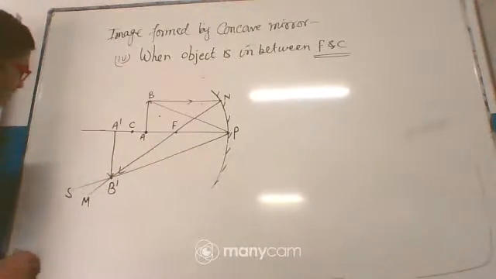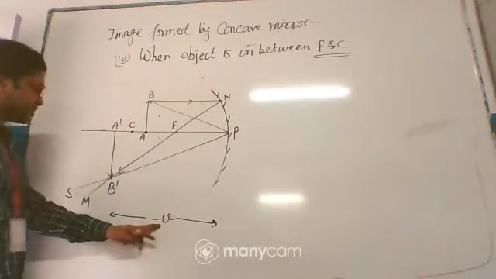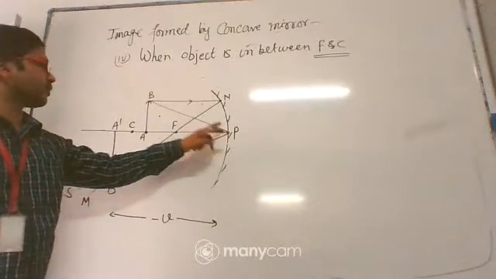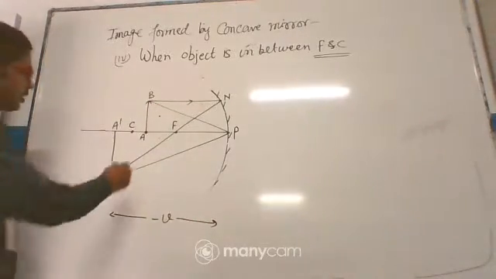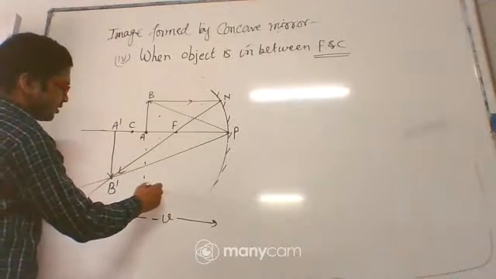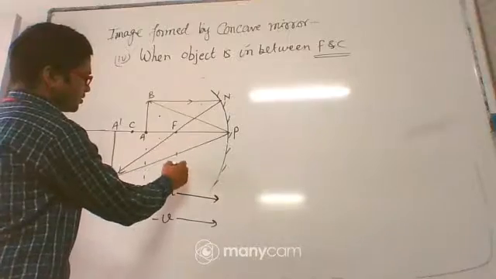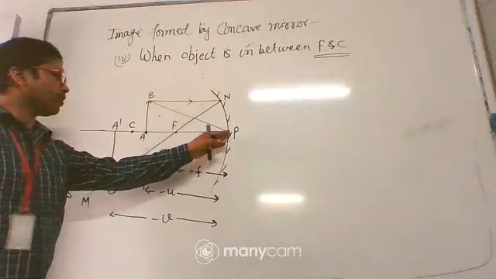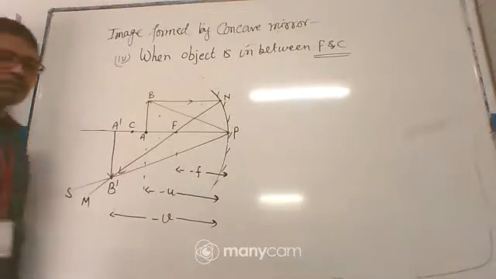In this case, this is the distance minus v, the distance of the image from the pole, because the distance is measured in the direction opposite to the incident ray, so it is taken as negative. Now this one is minus u, and this one is minus f. All the distances are measured from the pole in the direction opposite to the incident ray, so these are taken as negative. I hope you understand these things.